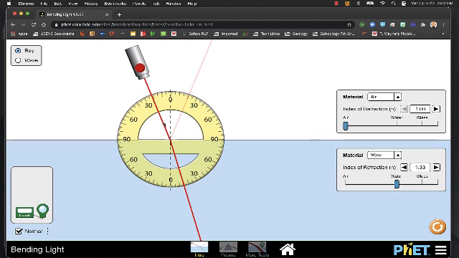Underneath that, if we're going from a material that is less dense, like air, to a material that's more dense, like water, you're going to see that the light is going to bend towards the normal. All right. Now, why does it do that?